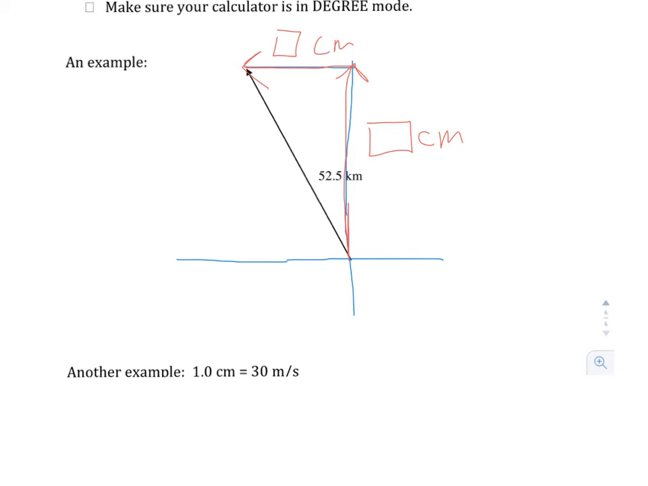Also, you could use your protractor to figure out either this angle or this angle and use your trig to find those two sides. That's another way. We're going to practice with that as well.